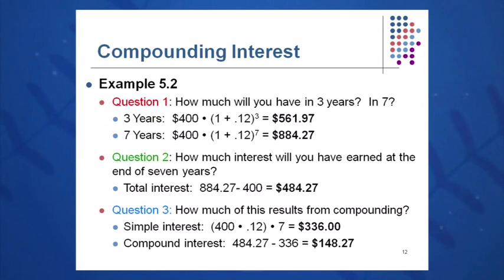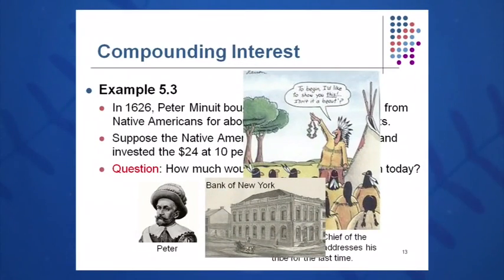Well, the simple part of that is 400 times 0.12 times 7, and that gives me $336, and the compound interest is the balance, 148.27. So you can see you get very wealthy very quickly if you have your money in a compound interest bank. Here's a really powerful example of time and compounding interest.